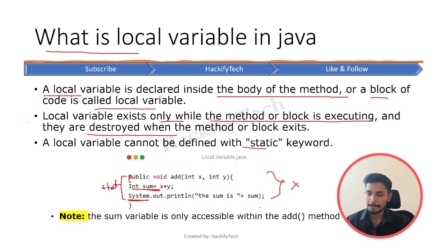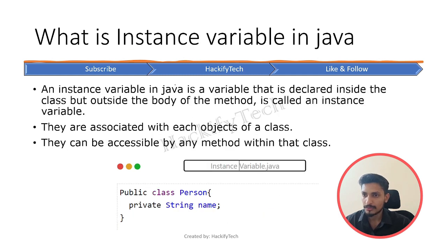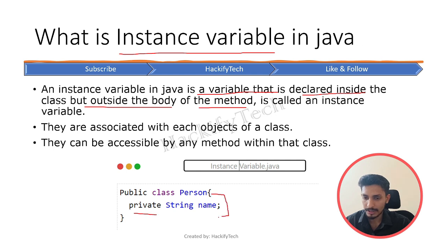The next question: what is an instance variable in Java? An instance variable in Java is a variable that is declared inside the class but outside the body of a method. You can see there is no method here, but it is declared inside a class. That's why we call it an instance variable.